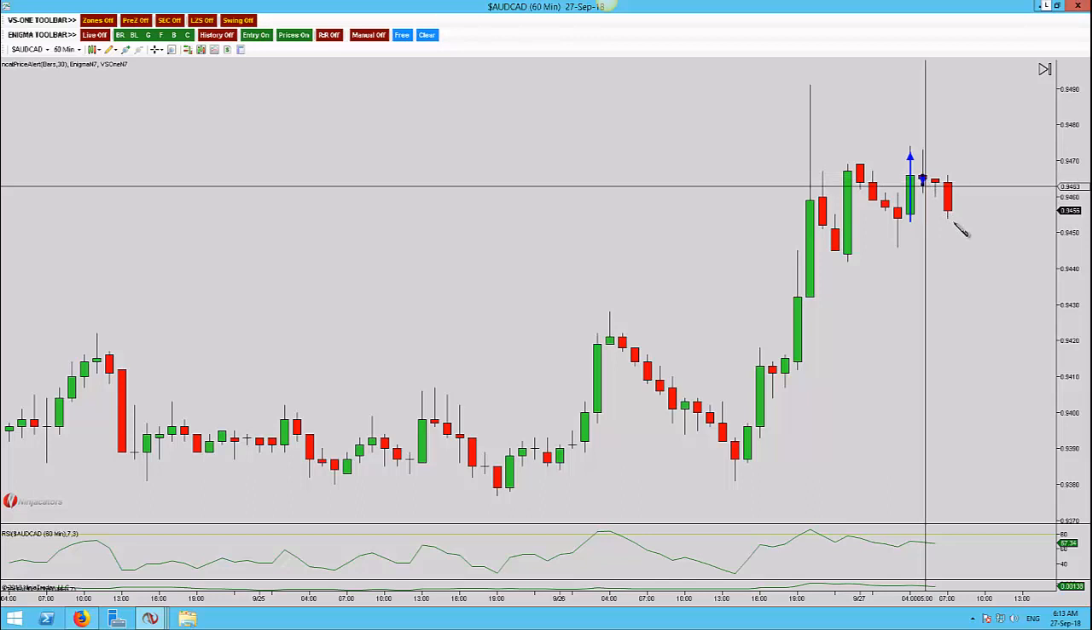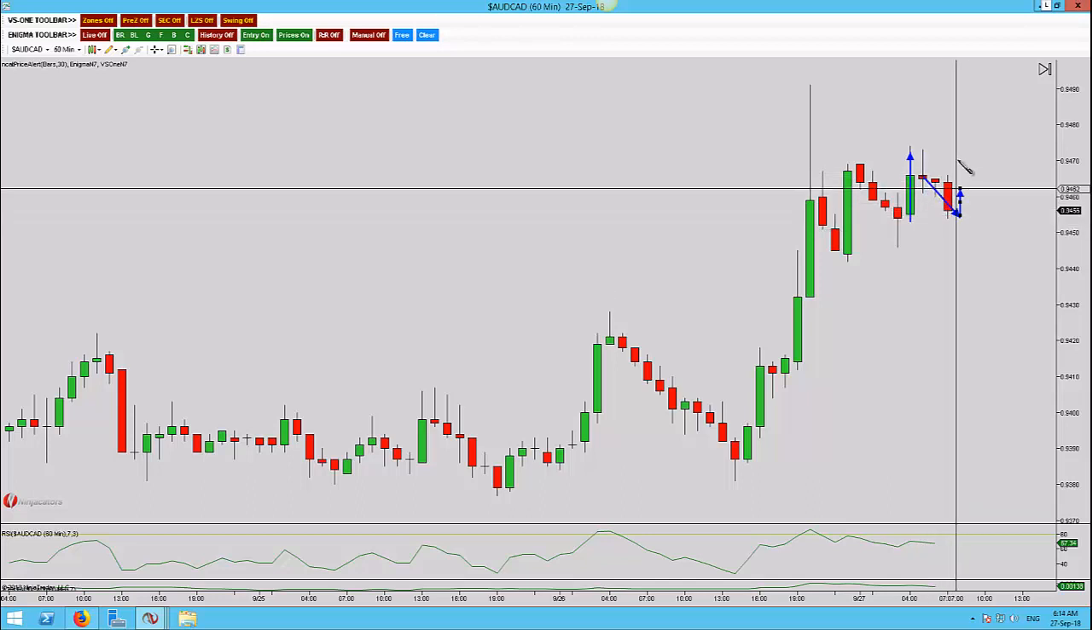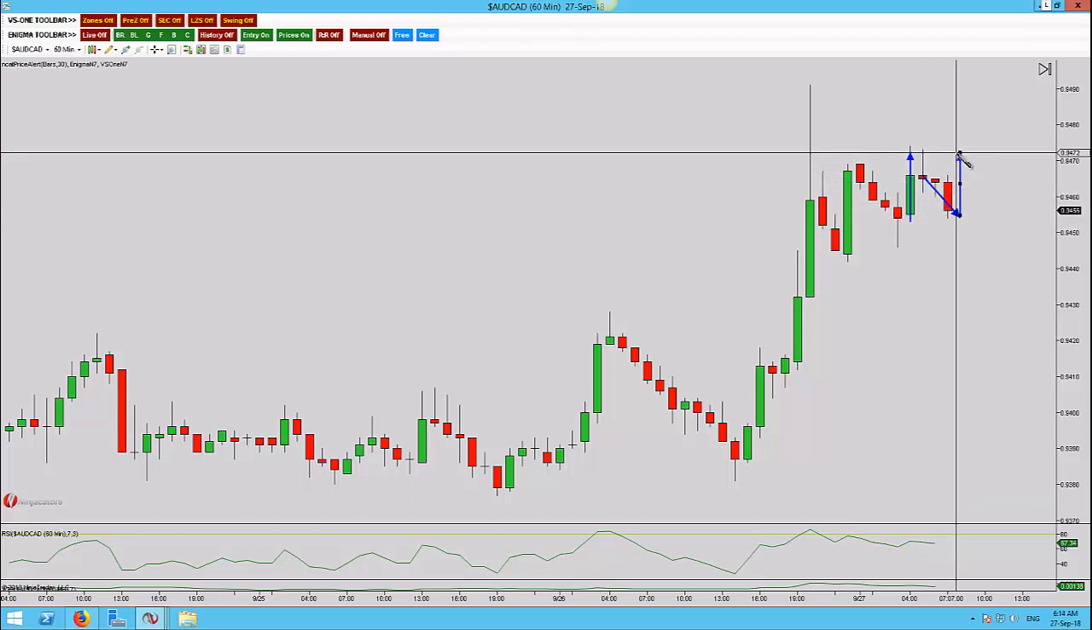A move higher and then retracement, and then I'm expecting a move higher up to at least this level. And so I forget the name of these particular patterns, not that it's important, but it's important that you understand the candle formations and the patterns.